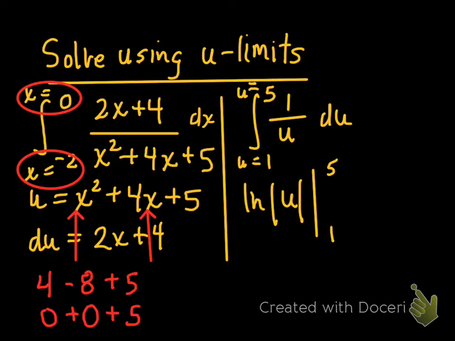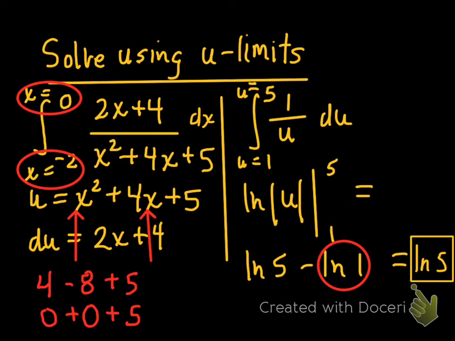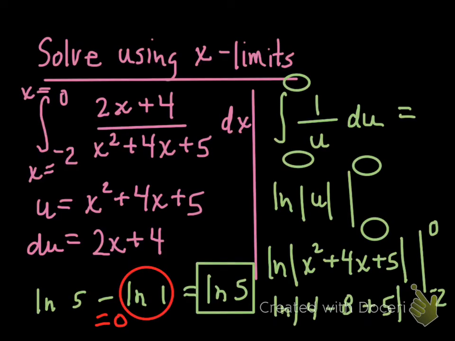So again, FTC1, I'm going to put the upper limit in and then subtract, plug in the lower limit. In doing so, I'll get natural log 5 minus natural log 1, which may look familiar to you. Natural log 1 again is equal to 0. My answer is natural log 5.